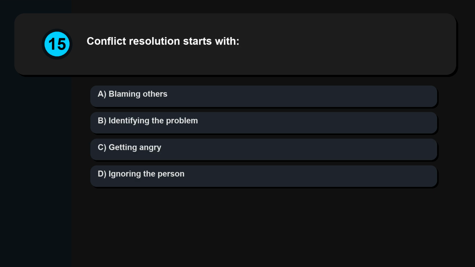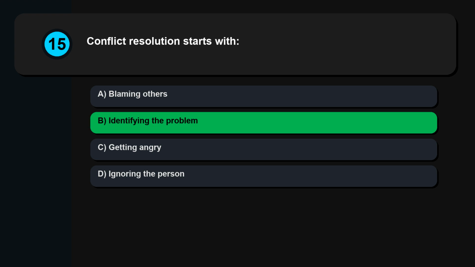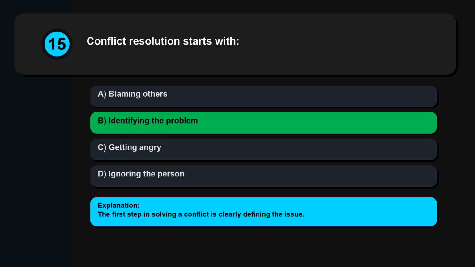Question 15. Conflict resolution starts with blaming others, identifying the problem, getting angry, ignoring the person. The first step in solving a conflict is clearly defining the issue.